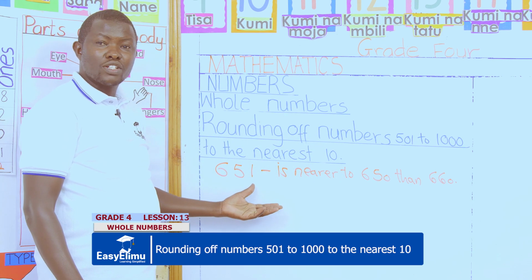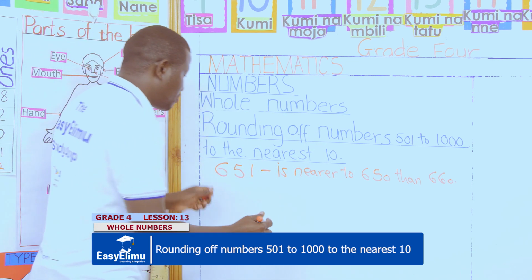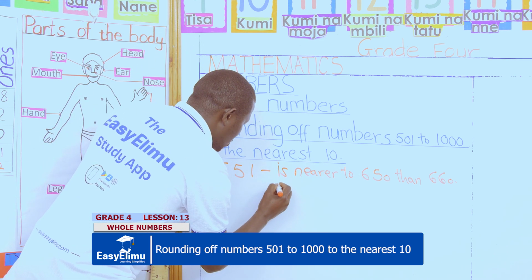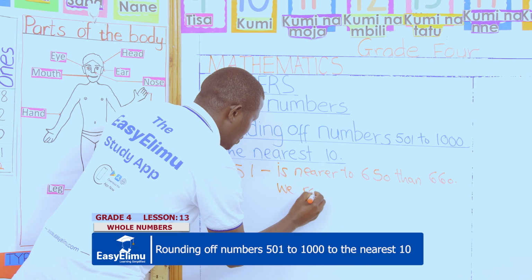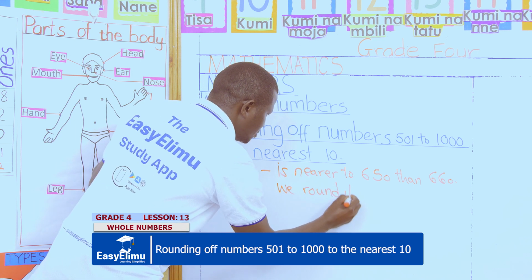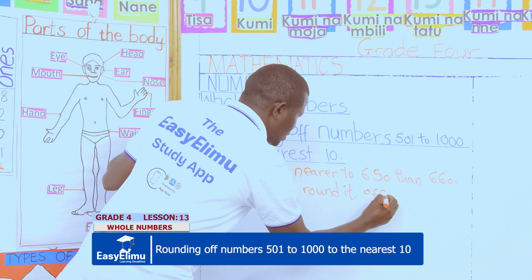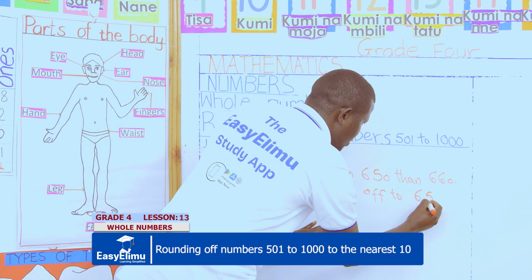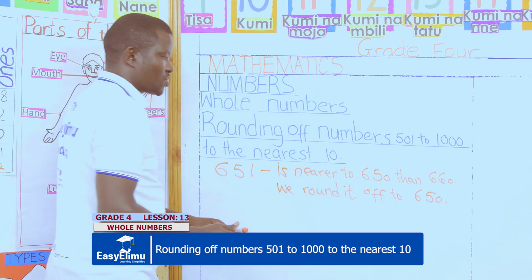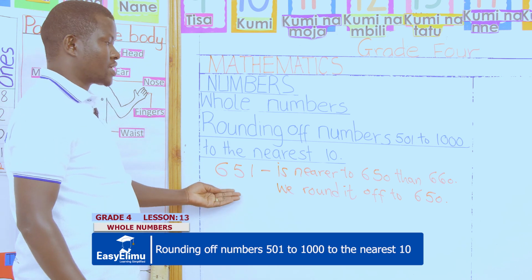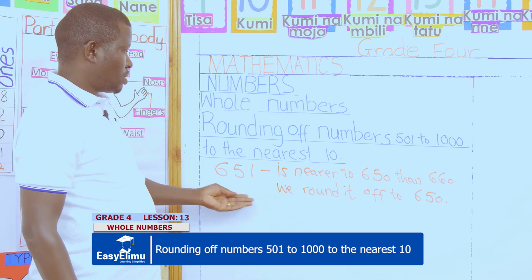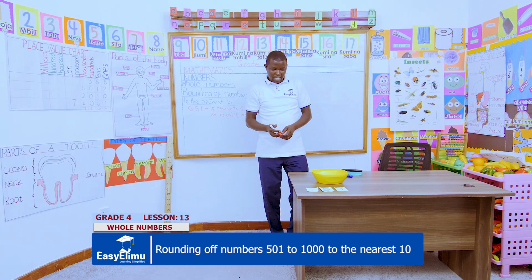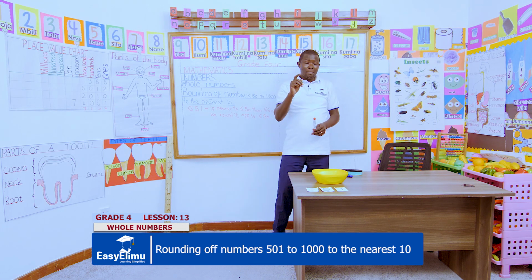So when we round it off now, we round it off to the nearest tens of 650. 650 becomes our answer. So we have rounded off downwards to 650 because 660 is too far away from 651. That was our number 1.